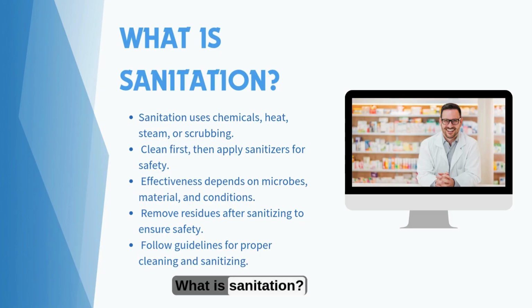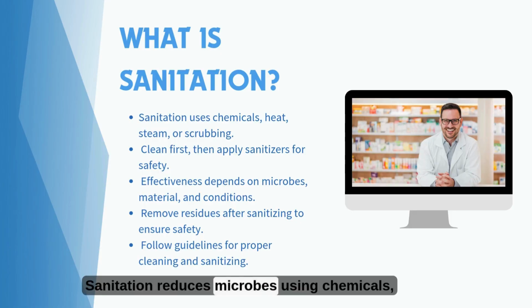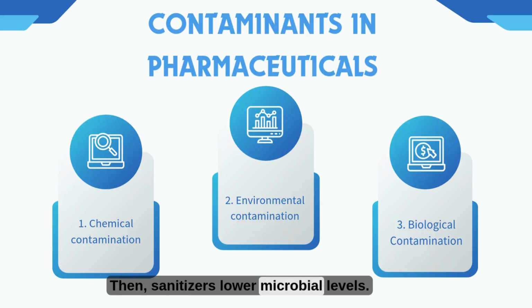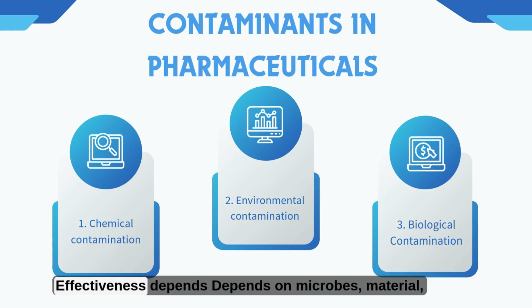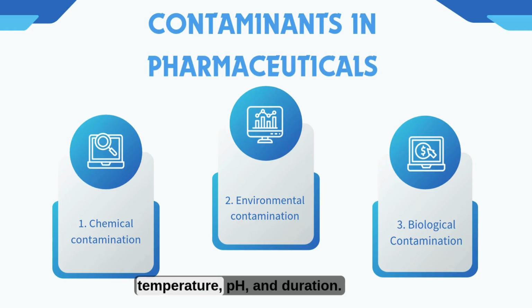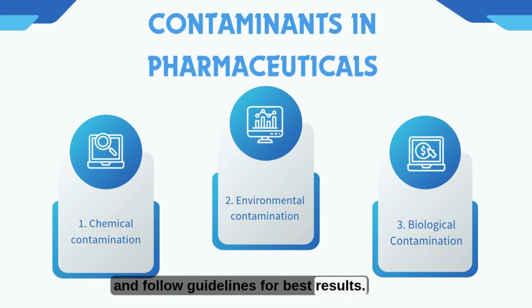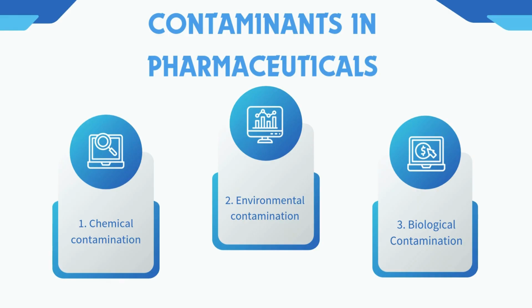What is sanitation? Sanitation reduces microbes using chemicals, heat, steam, or scrubbing. Proper cleaning is essential first, then sanitizers lower microbial levels. Effectiveness depends on microbes, material, concentration, temperature, pH, and duration. Always remove sanitizer residues after use and follow guidelines for best results. Clean first, sanitize second for safety.